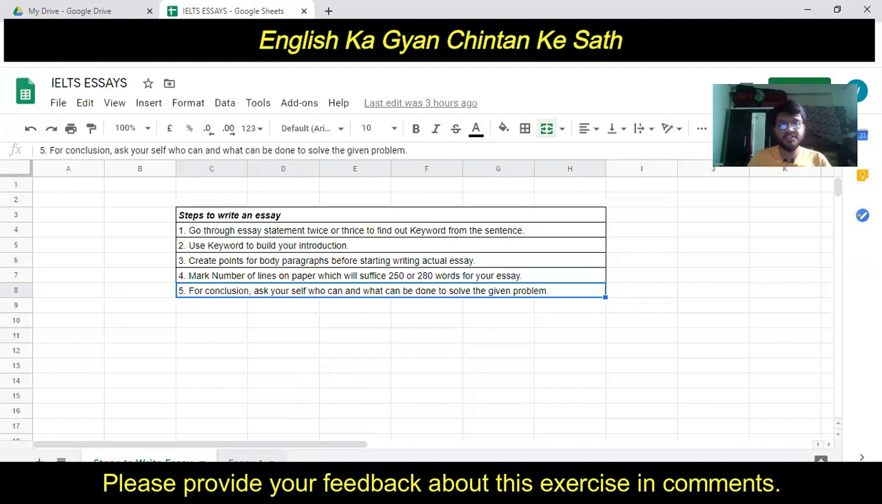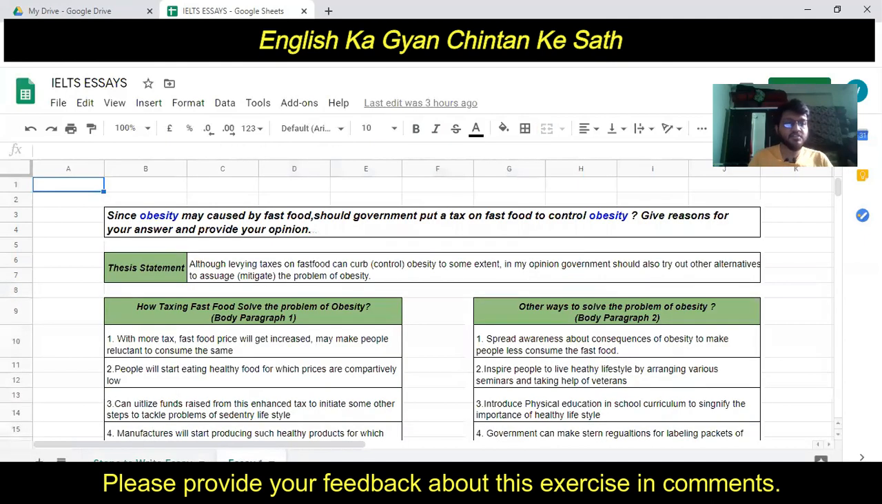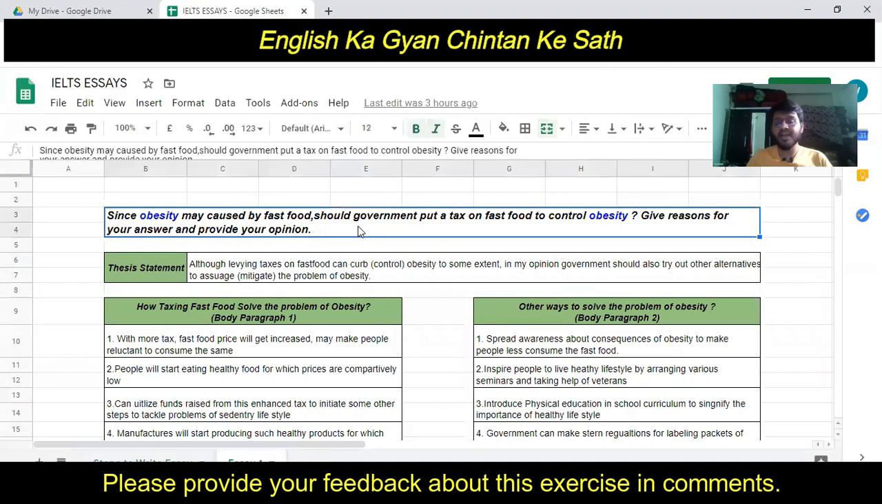Okay, so without wasting any time, let's start the discussion of the essay topic which I have selected for this lecture. This is a recent exam question. The topic of this essay is: since obesity may be caused by fast food, should the government put a tax on fast food to control obesity? Give reasons for your answer and provide your opinion.